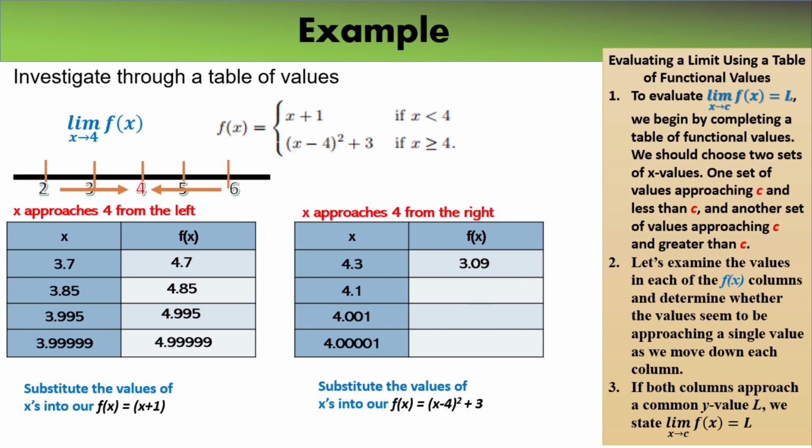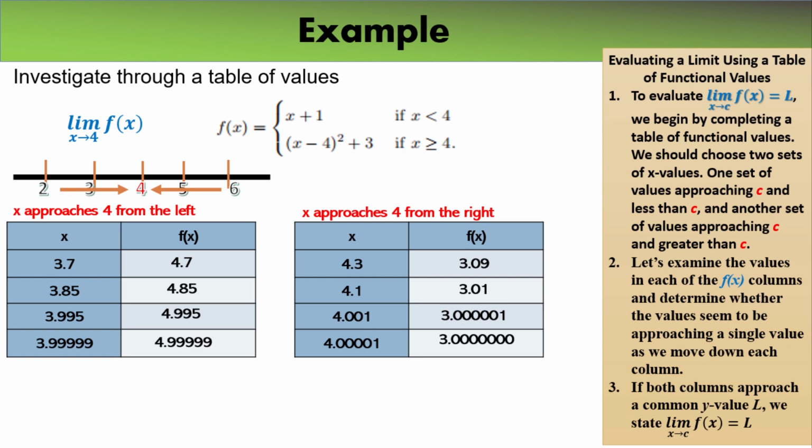For x equals 4.1, our f of x is 3.01. For x equals 4.001, ang f of x natin ay 3.000001. And for x equals 4.00001, ang f of x natin ay 3. So, tapos na natin kumpletuhin yung table of values natin.